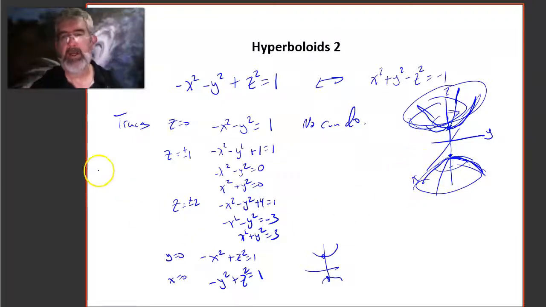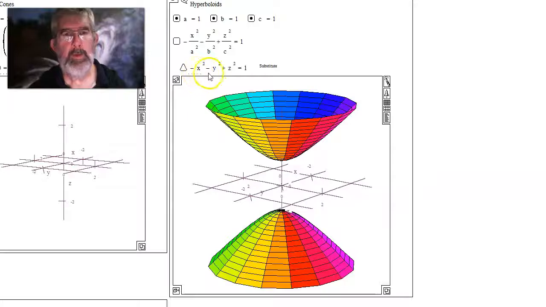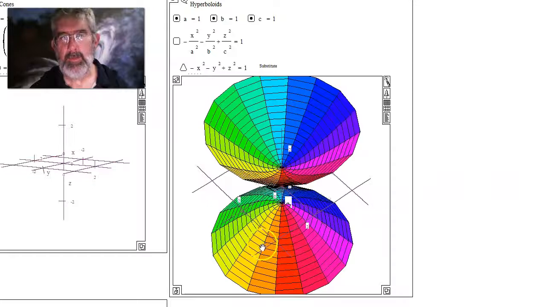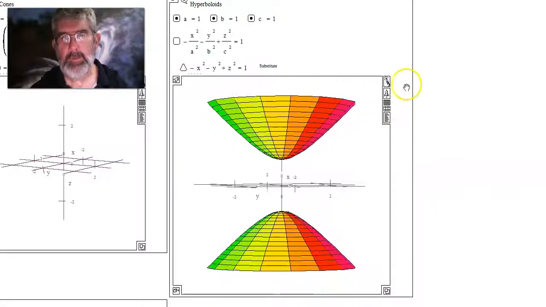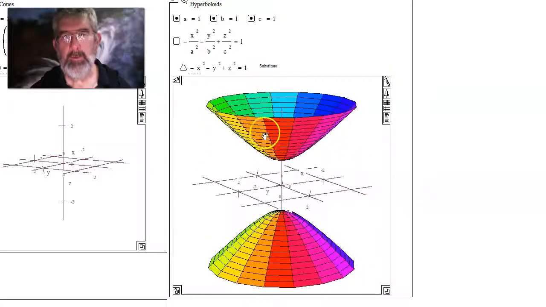I want to take a look at a computer image of this. So here is precisely the one we had, minus x squared minus y squared plus z squared equals 1. And this is the hyperboloid of two sheets.